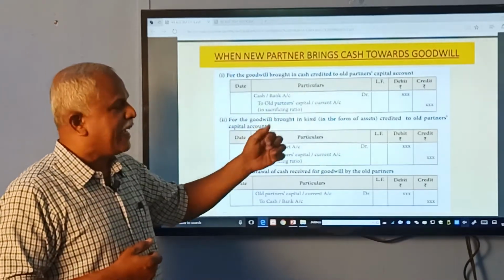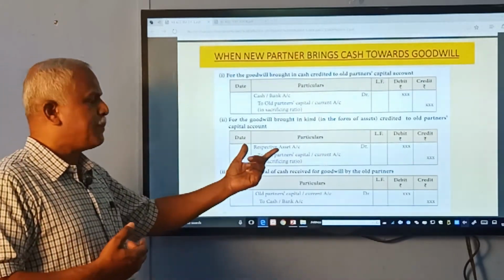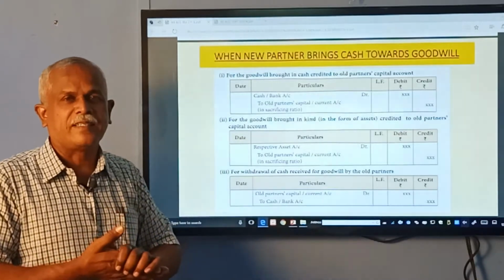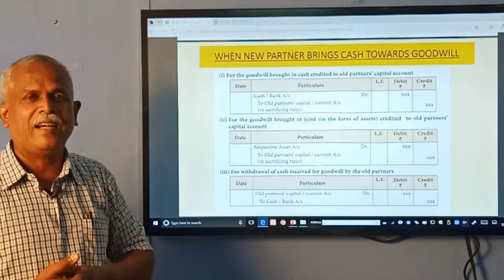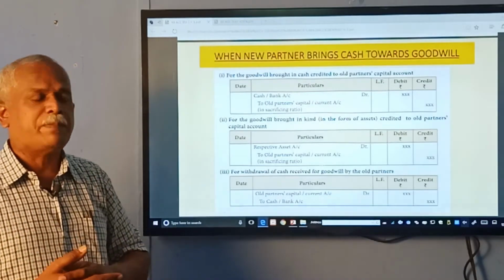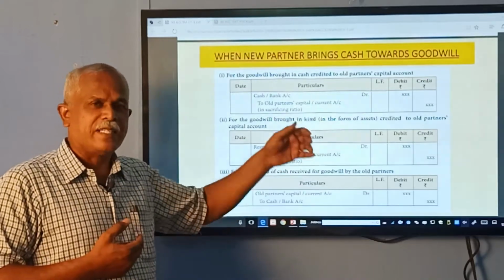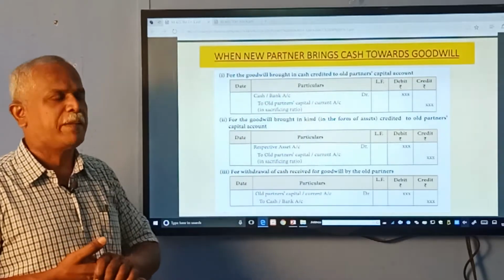For goodwill brought in kind, if he brings in the asset form, whatever the asset he brings, sometimes he may bring it in the form of land, sometimes in the form of investment. So, the respective asset account is debited to old partners' capital. Instead of bank, debit the respective asset.